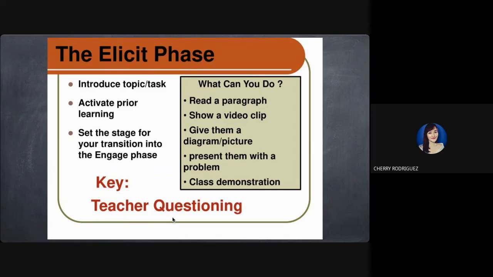the engage phase. So basically, our 5 E's and 7 E's models show that there is continuity of the transfer of learning from one phase to another. So what can we do? We could read a paragraph for them, show a video clip to continue igniting the critical thinking skills of our learners. We could give them a diagram or a picture, present them with a problem, or even a class demonstration. So our key method here would be teacher questioning.